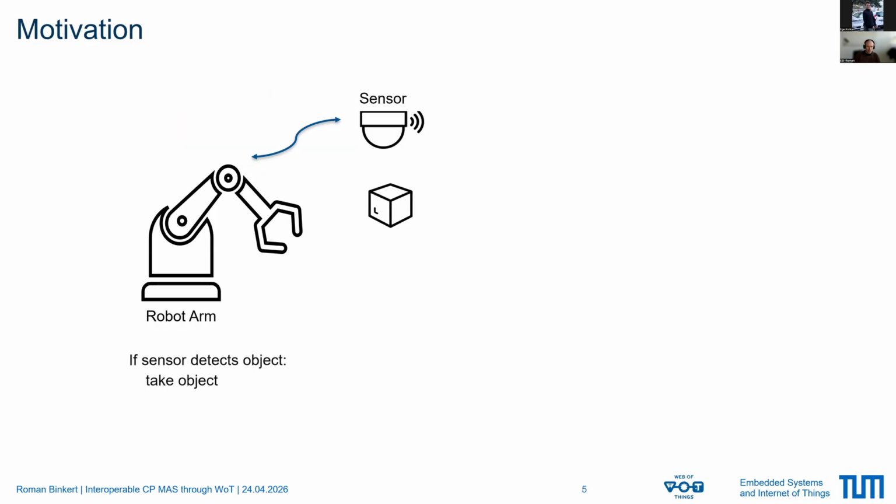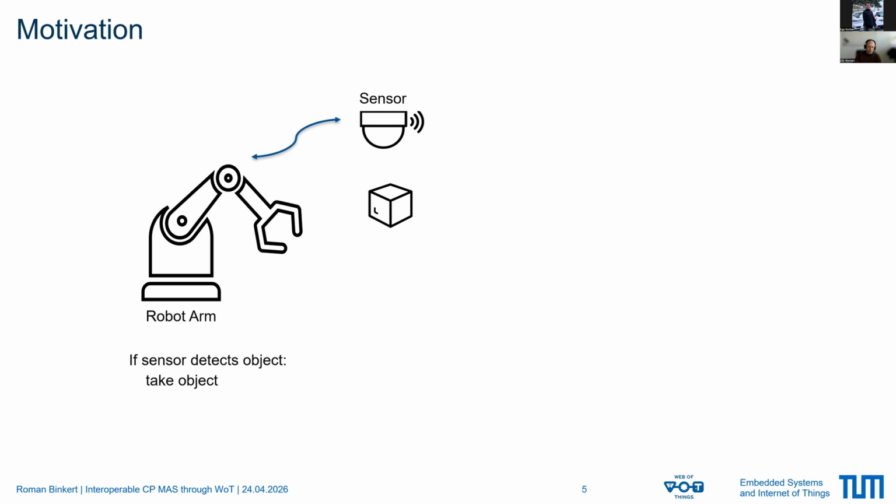So basically, once we have this already, the robot arm can get the information from the sensor, and therefore can have this simple agentic goal. We will also get into how this works a bit later, but this agentic goal basically is: if there is an object detected by the sensor, I want to take that object and process it.